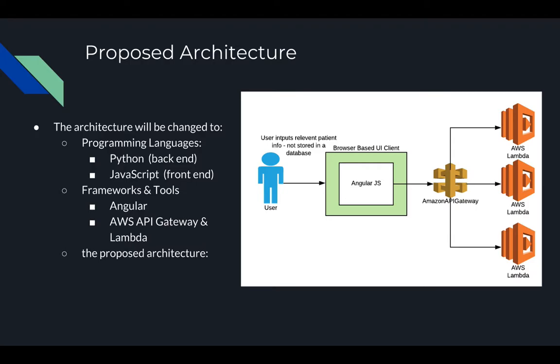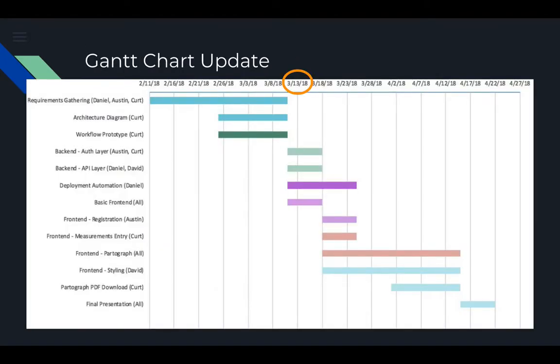To stay on track with all these changes, we have updated our Gantt chart. We're looking towards the week of March 13th, and as displayed, we've gathered requirements, built an architecture diagram, and a workflow prototype. Key functionality that we'll be focusing on as we continue will be authentication, our API service, and front-end changes for the labor tracker.